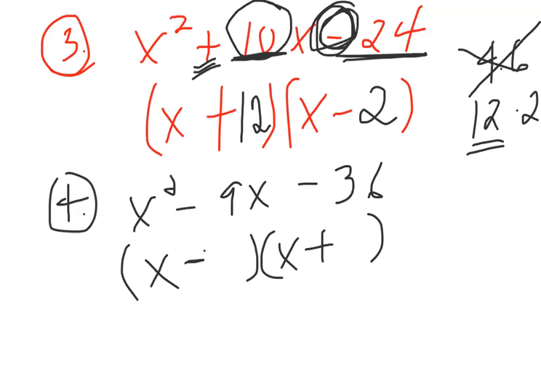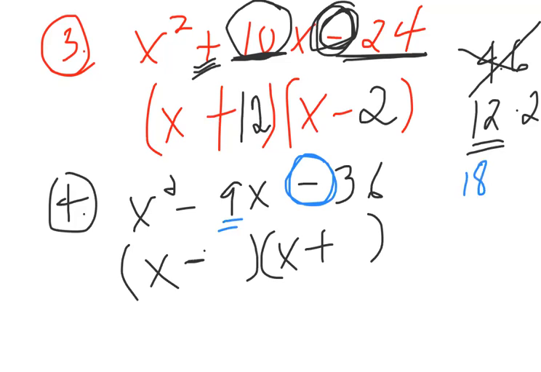So another way to say this, just like with the previous problem: what are two numbers that multiply to give you 36, but subtract to give you 9? So let's write out the list.